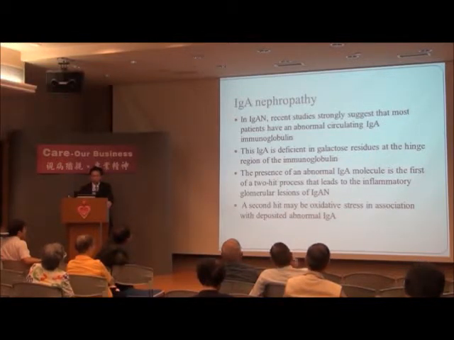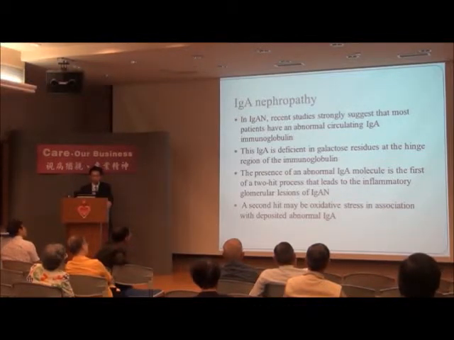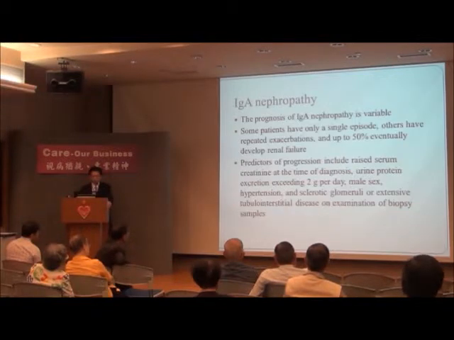Recent studies suggest that most patients have an abnormal IgA immunoglobulin in IgA nephropathy. This IgA is deficient in galactose residues at the hinge region of the immunoglobulin. The presence of an abnormal IgA molecule is the first of a two-hit process that leads to the inflammatory process of glomerular lesions. A second hit may be the oxidative stress associated with deposited abnormal IgA.